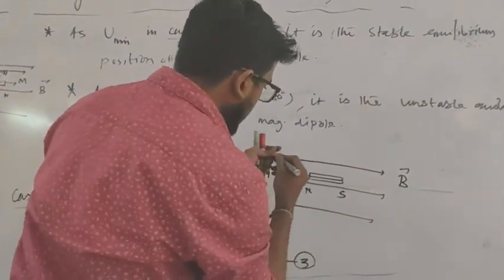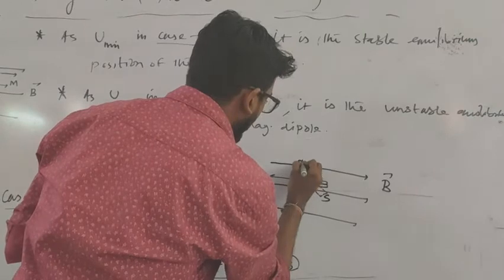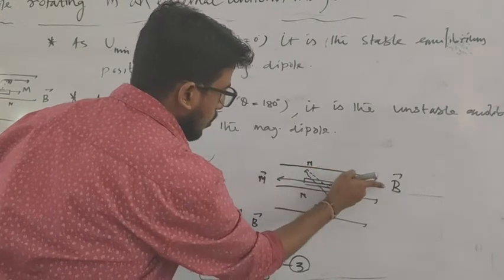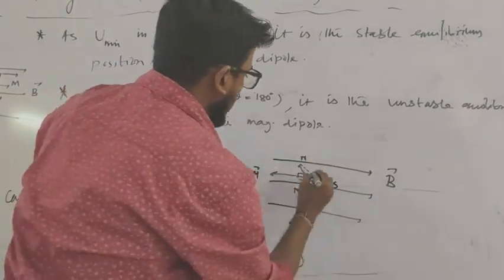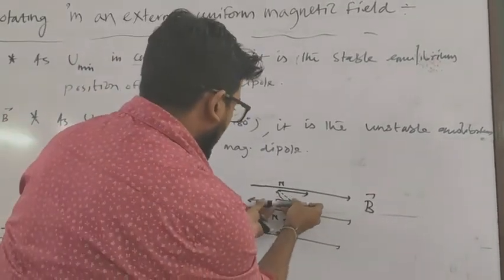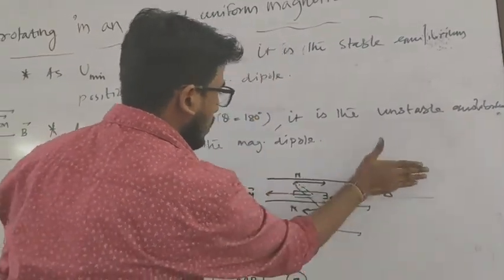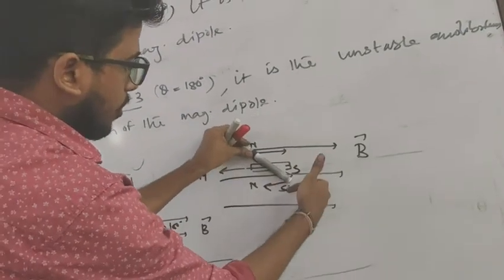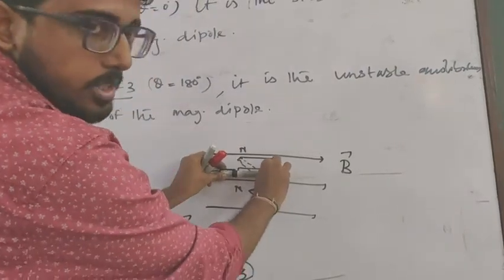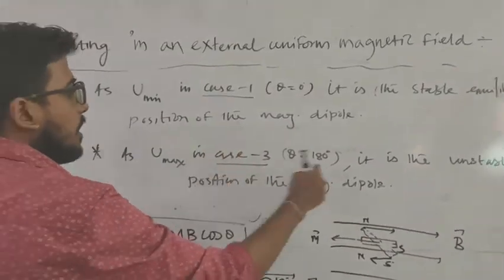So if we displace this dipole slightly, here will be the north pole and here will be the south pole again. As the magnetic field direction will be this, the north pole will experience a force along the direction of the external magnetic field like this, and the south pole will experience a force like this. So if initially the dipole is like this and we slightly disturb it to this position, the north pole will experience a force along the direction of the field and the south pole will experience a force opposite to the direction of the field. So it will continue to rotate. It can never regain its initial position. So when the angle between M and B is 180, the dipole is in unstable equilibrium.